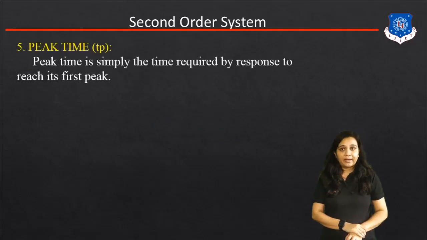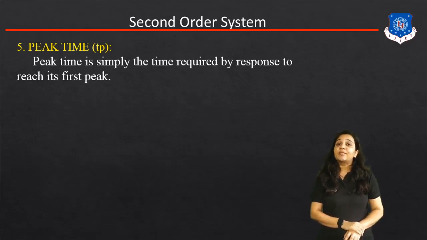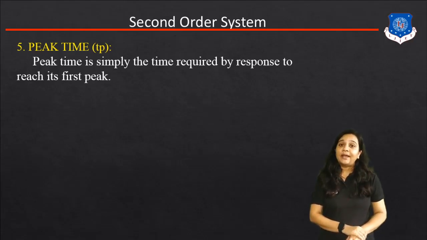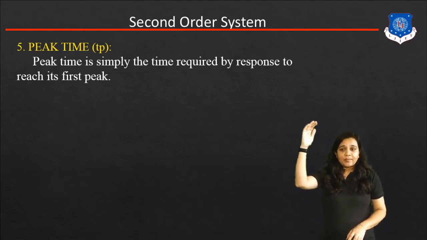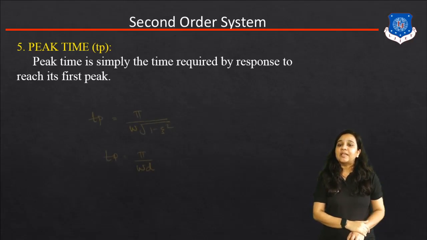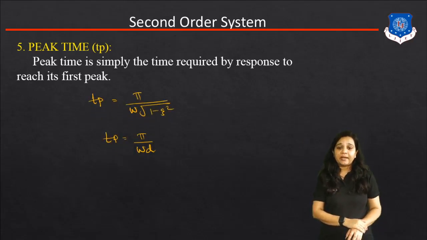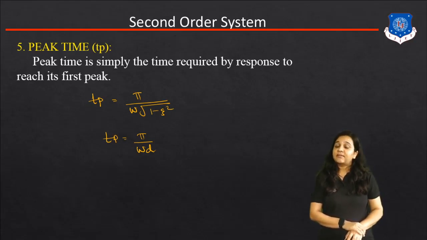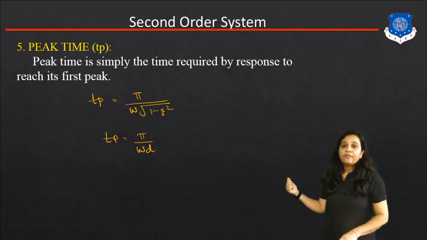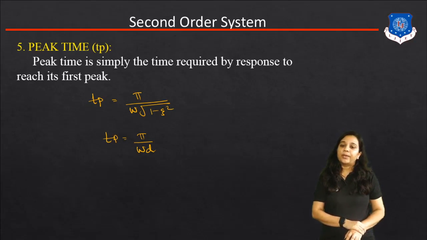The fourth one is the peak time. Peak time is simply the time required by the response to reach its first peak. Now what is the maximum peak overshoot? It is the maximum error during the transient response, and the time required to reach the maximum peak is known as the peak time. The equation of the peak time is Tp equal to pi upon omega n under root of 1 minus zeta square, and omega n into under root of 1 minus zeta square is equal to omega d. So the equation of Tp is equal to pi upon omega d.